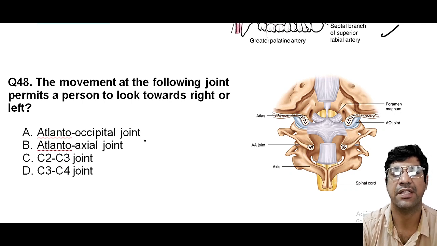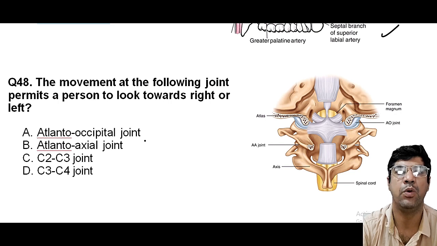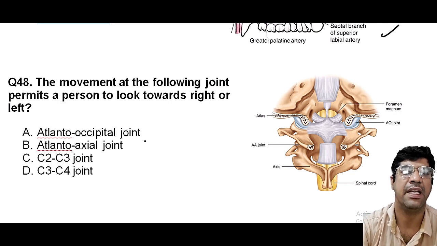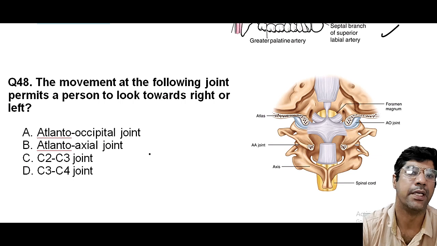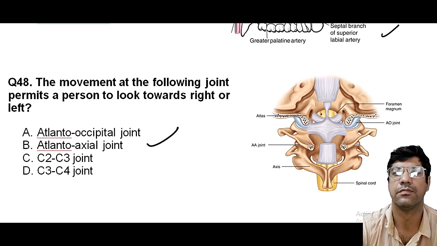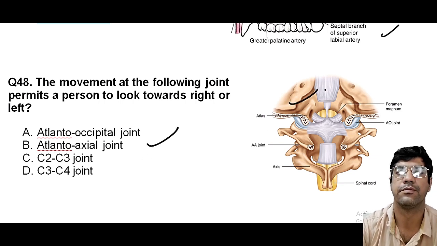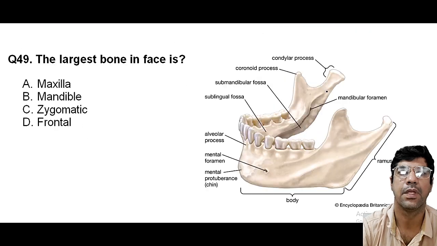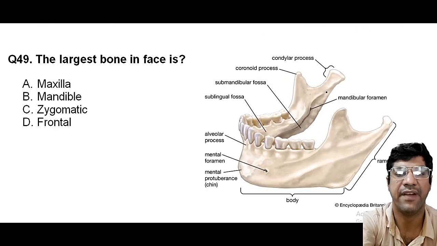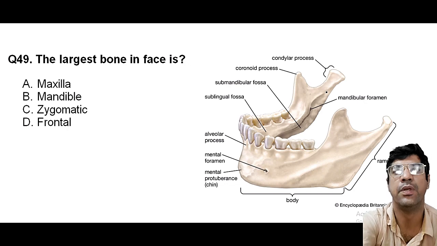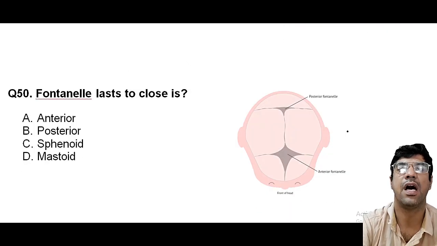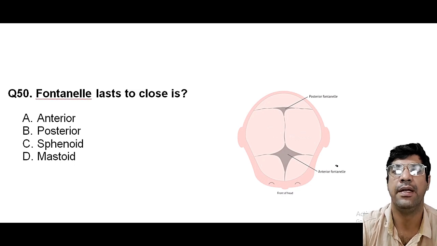This question we have discussed already. The movement at the following joint permits a patient to look towards right or left. It is the atlantoaxial joint. The largest bone in the face is the mandible. The fontanelle that is last to close is the anterior fontanelle.